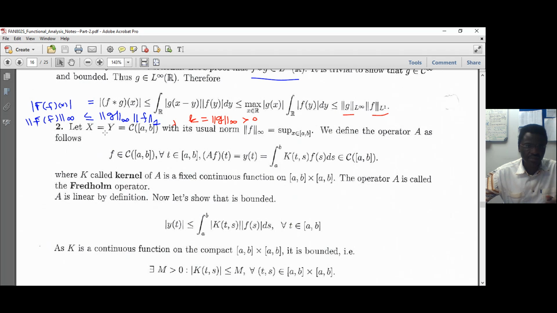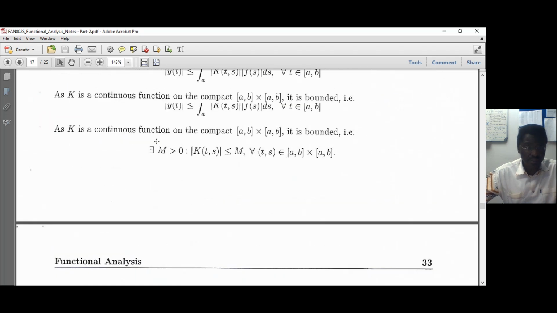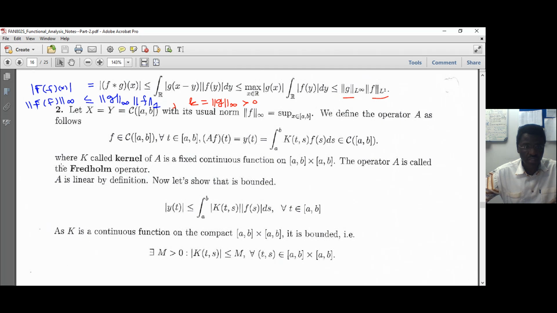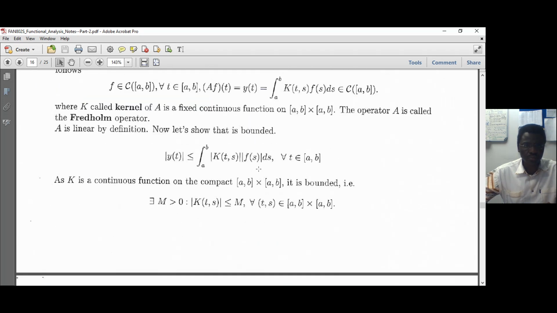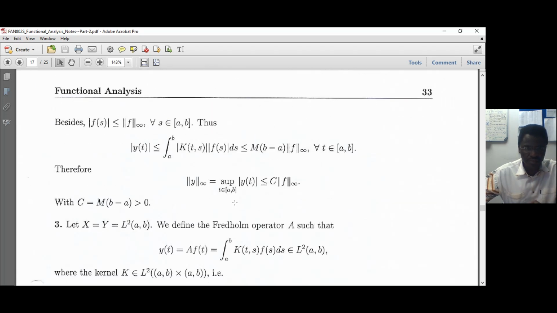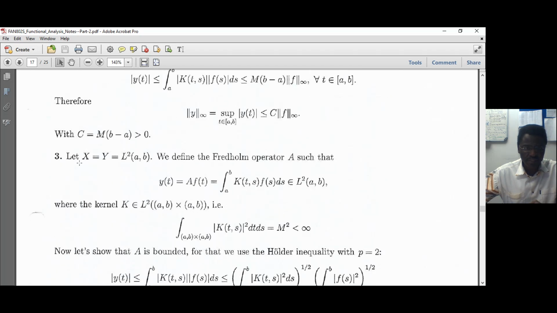In the first case, X is equal to Y, equal to the set of continuous functions over the closed interval [a, b]. The last one is similar to this one, that is the Fredholm operator, but the difference is that X equals Y equals capital L2. That means the norm will change, and the way you proceed will also be different.